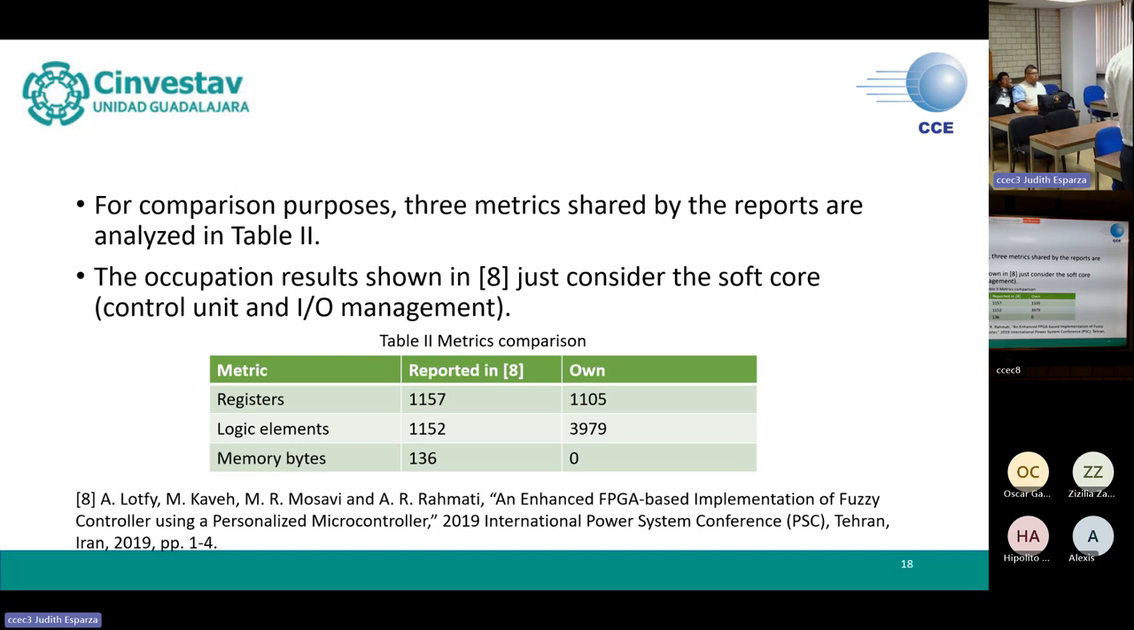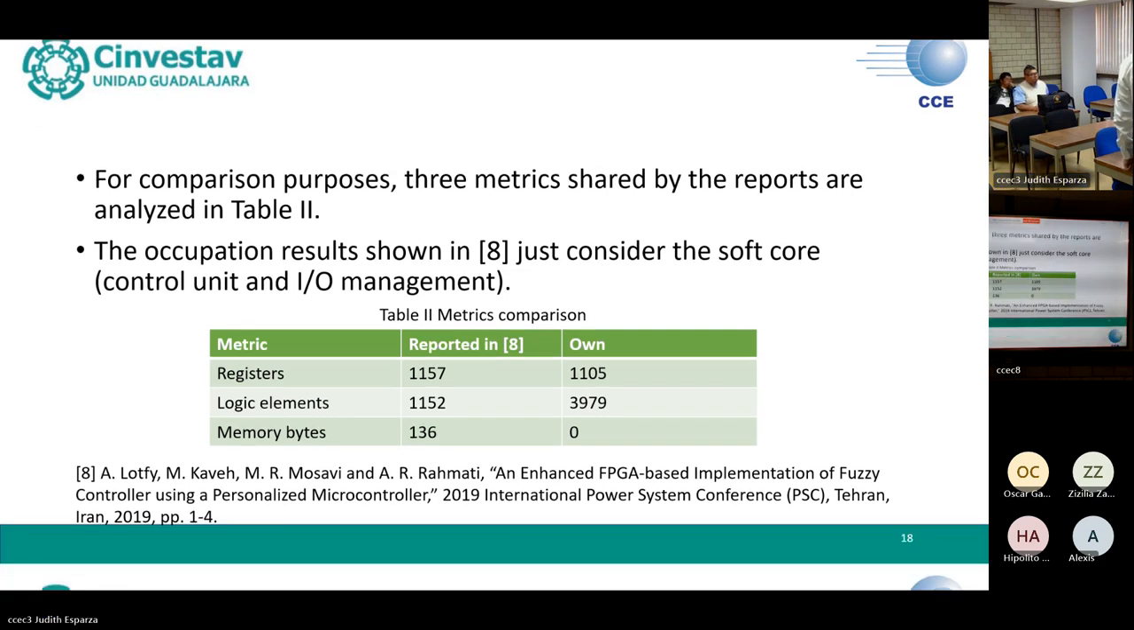We use fewer registers and memory bytes, just more logic elements, but in our system we report the whole system, the data path and the control path, and they just report the control path, because that path is in the software, and they use the FPGA in order to make that path.